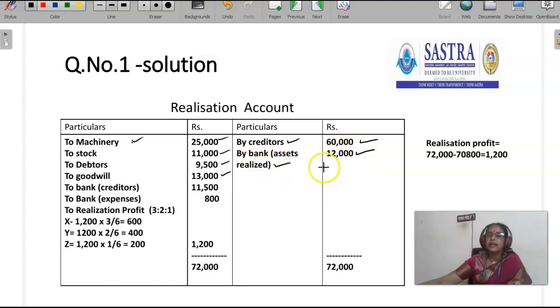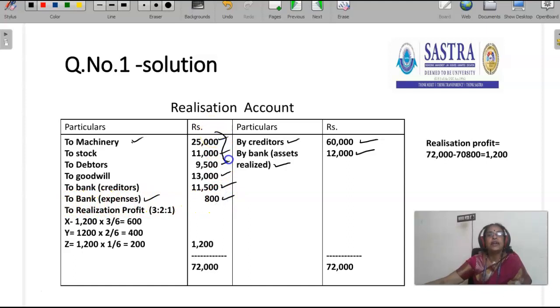Then they have to settle the creditors, liabilities. Here, to bank, creditors settlement, 11,500. Then they have to bear the expenses for this realization. That should come here, to bank, expenses, 800.